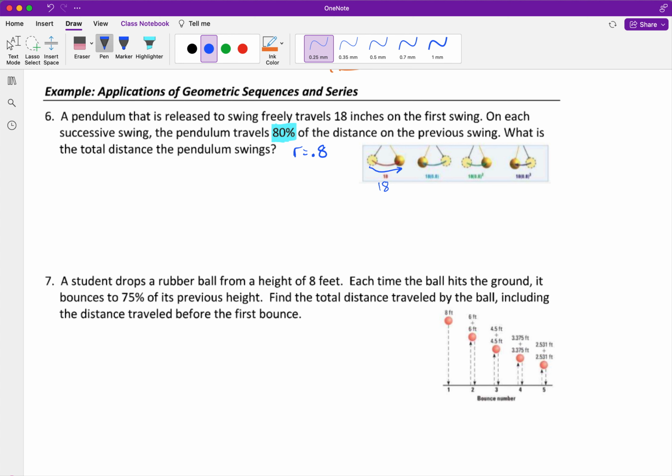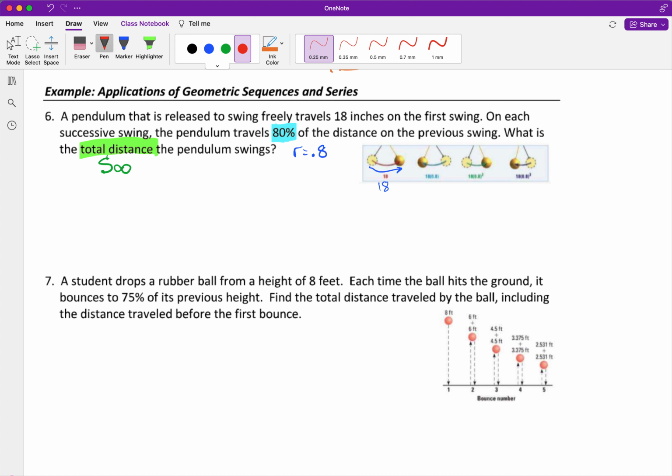And then it says, what is the total distance that the pendulum swings? That total distance right there is saying, what is the infinite sum if we go forever and ever and ever? How much will this have actually traveled if we go forever?